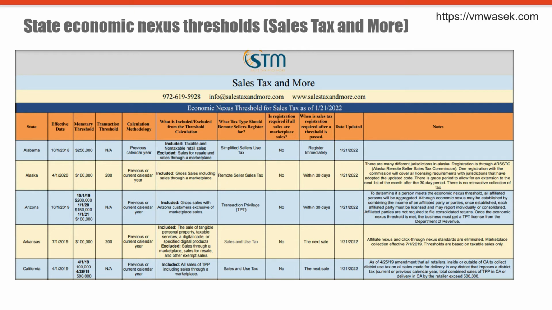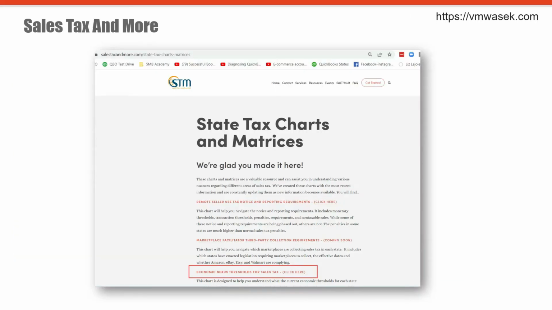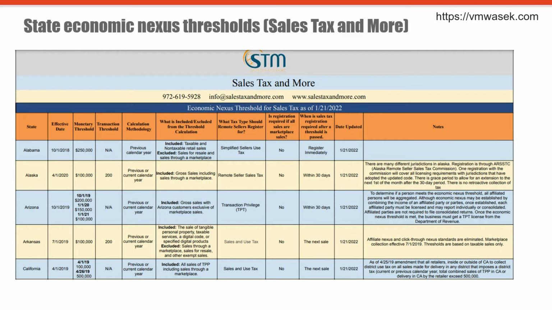The best source that I have found is from salestaxandmore.com. If you go to their website, look for the state tax charts and matrices, and then look for the economic nexus thresholds for sales tax. When you click on that link, it will download a PDF document for you that will list all of the states and everything that you need to know about economic nexus thresholds for each state.